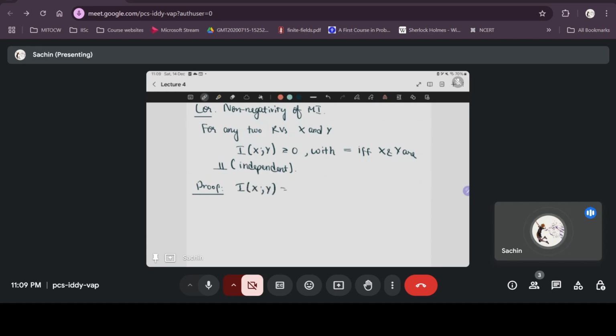I(X;Y) was defined as the relative entropy between p(x,y) and p(x)p(y), which is greater than or equal to 0, with equality if and only if the distribution p(x,y) is equal to p(x) times p(y). That is, X and Y are independent.